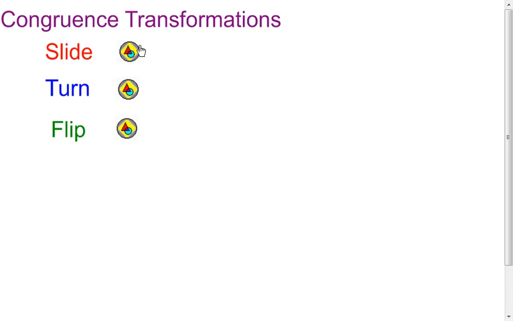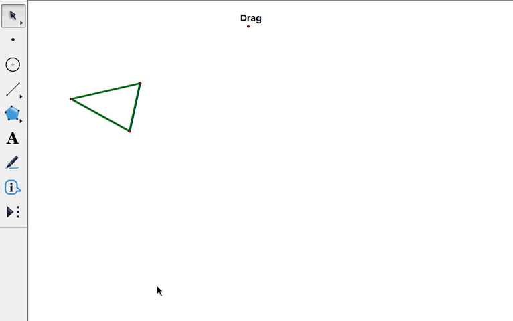Now I want to look at what's referred to as the congruence transformations. The first one's a slide. In this one I have this triangle here and I can slide it. Basically the original one will be here, the blue one. And then the green one, all I did was I slid it to the right and down a little bit. So this is referred to as a slide congruence transformation.